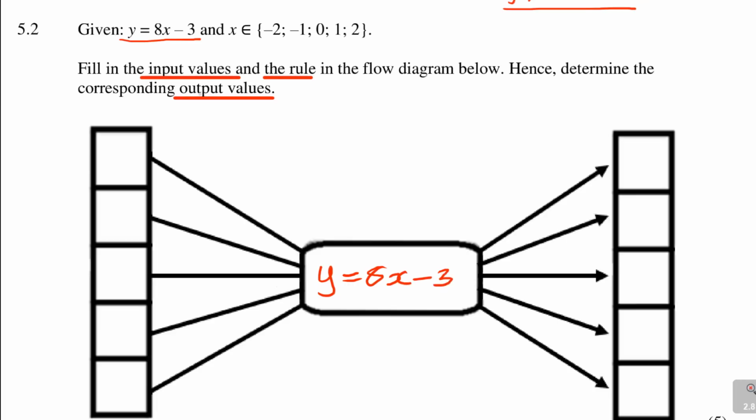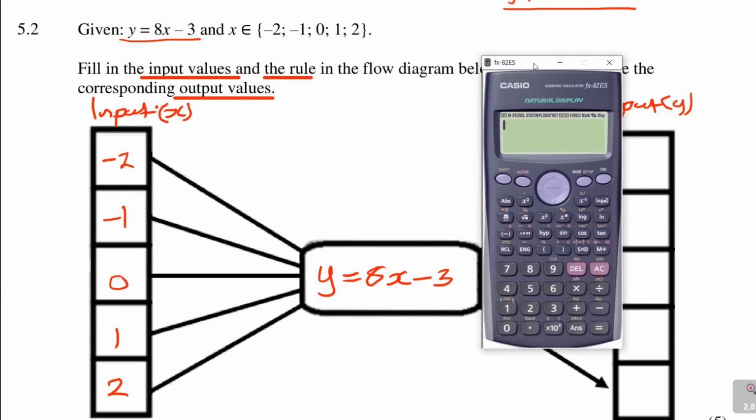Alright, and then the inputs are here. When you talk about the input values, you are here. This is input. In other words, this is your x. And then this is output. So this is your y values. Are you with me? So input, they gave us minus 2, minus 1, 0, 1, and 2. Right. And then the output values now, these are the numbers you get. And obviously, just rely on the calculator.